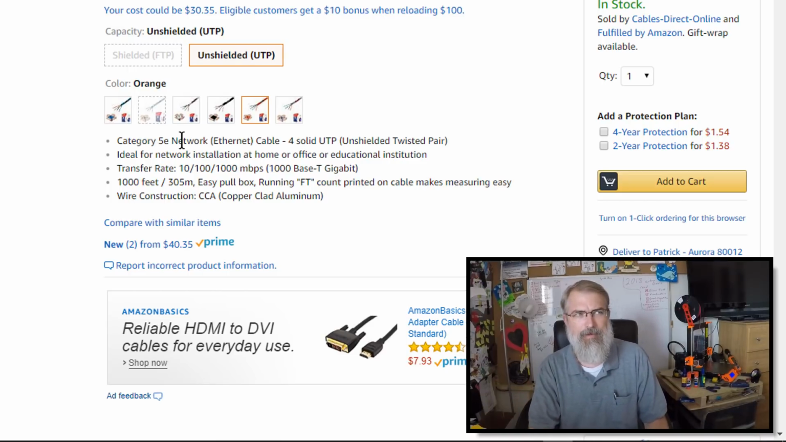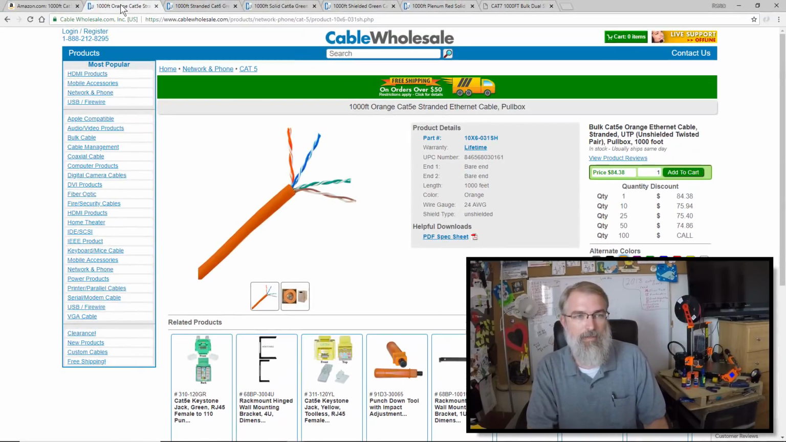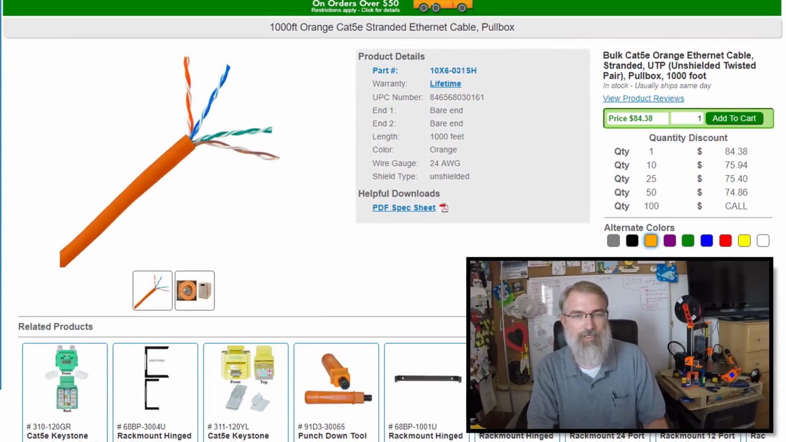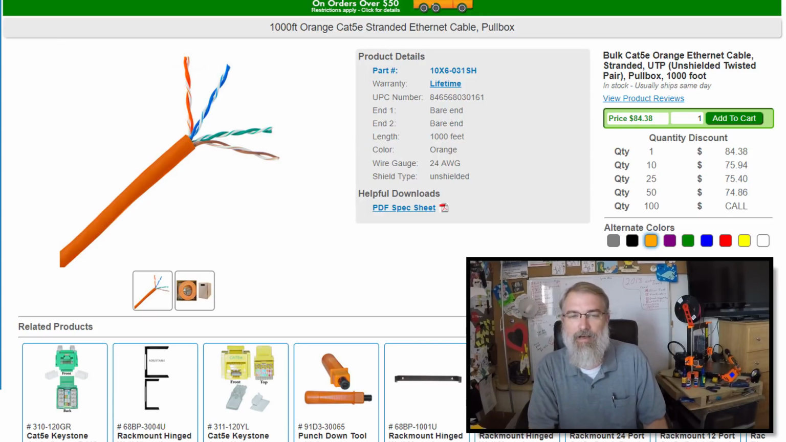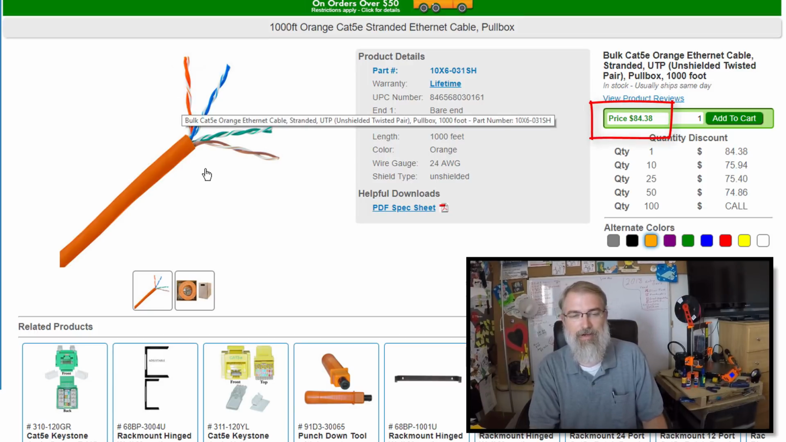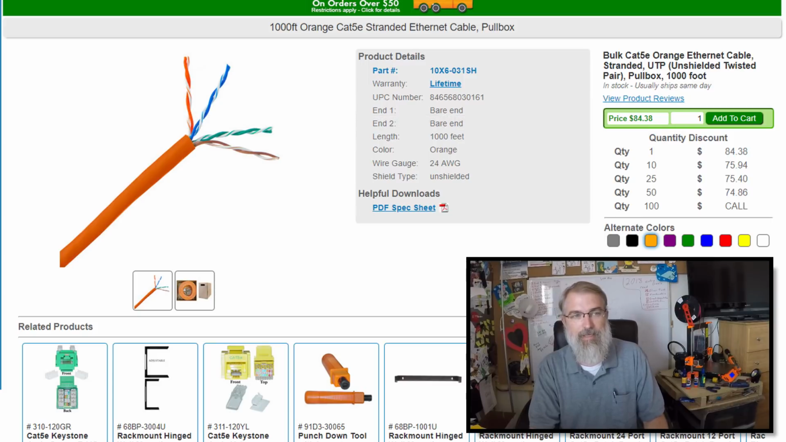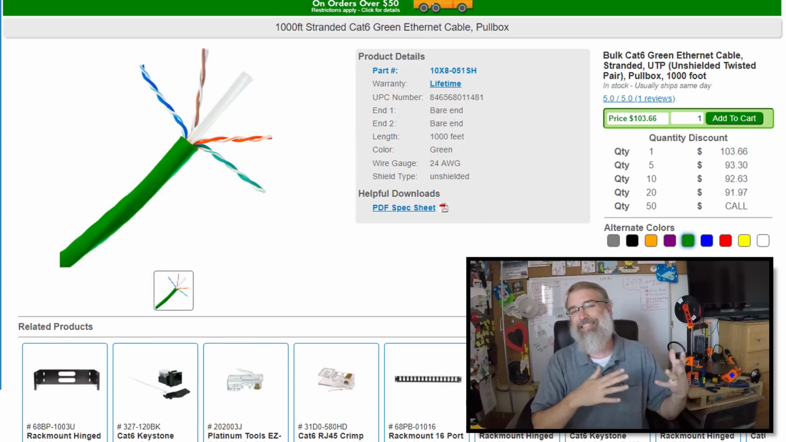I mean, 100 meters of routing is a long way to go. And we're talking houses, we're not talking office buildings. You may have different issues there. Now, looking over here, I started looking at cable wholesale, just because they have more details and different information on here. They charge a little bit more for the same Cat5e, $84, but still, that's the same unshielded, twisted pair, Cat5e. Now going to the next level, Cat6.